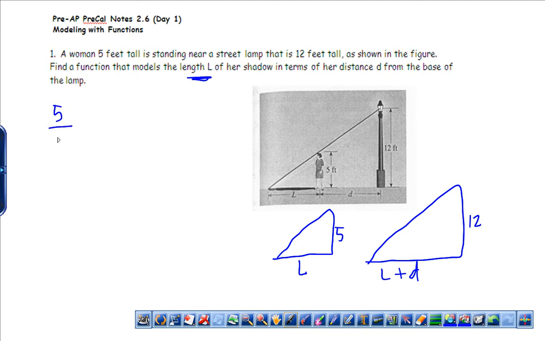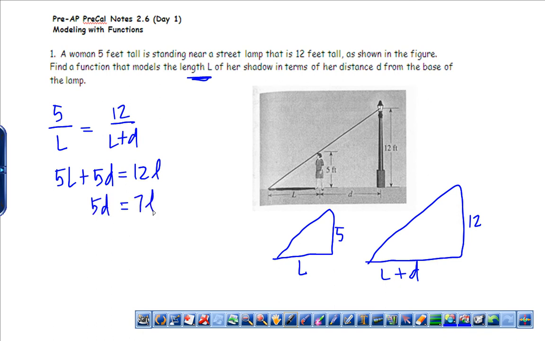This is going to be 5 over L is equal to 12 over L plus d. Now we can cross multiply. That gives me 5L plus 5d, and that equals 12L. Let's solve for L. So this is 5d is equal to 7L, and so L is equal to 5 over 7 d, and that should be a little l.